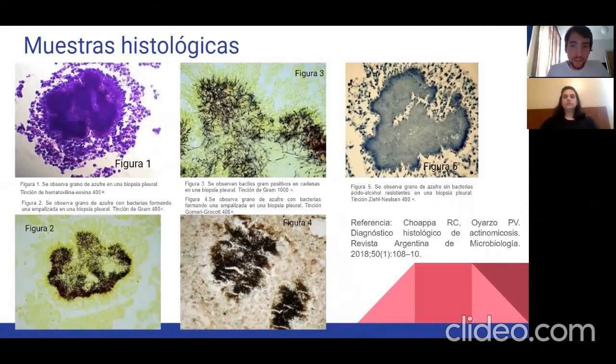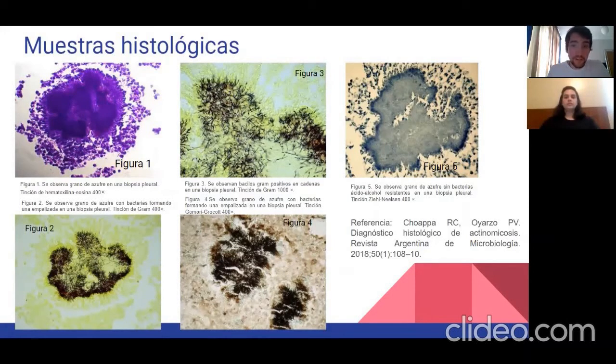We have various histological samples and various figures. In figure 1, we see a sulfur grain in a pleural biopsy. This is a hematoxylin-eosin stain at 100x. Then we see figure 2, which is also a sulfur grain, and the bacteria is observed forming a palisade in a pleural biopsy again. This is a Gram stain. In figure 3, we see gram-positive bacilli, seen basically in chains in a pleural biopsy. This is also a Gram stain, at 1000x.